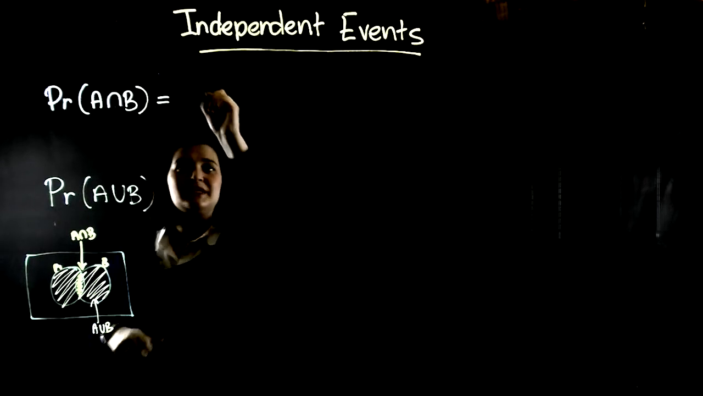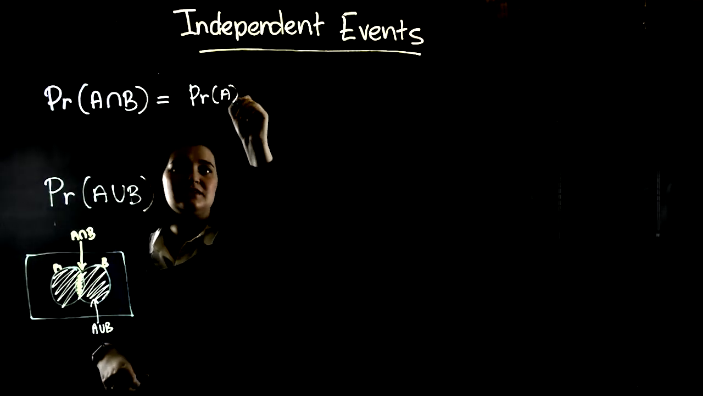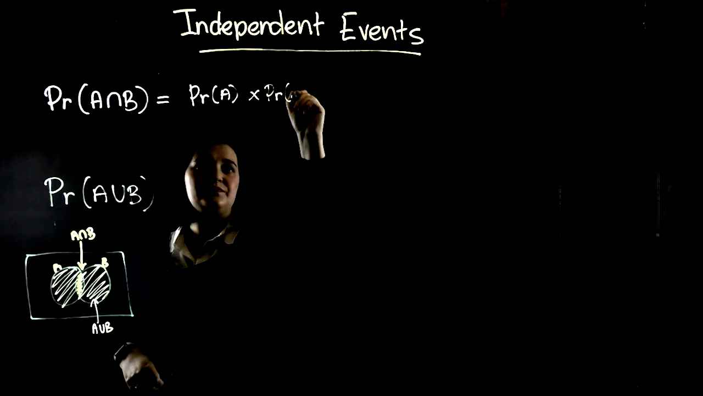Well, it's just the probability of A times the probability of B.